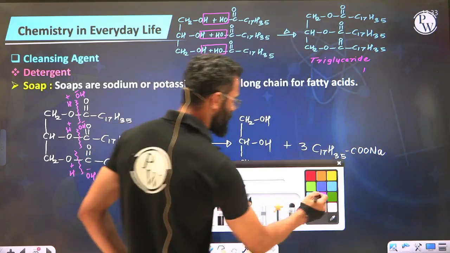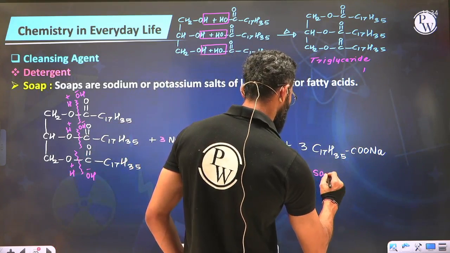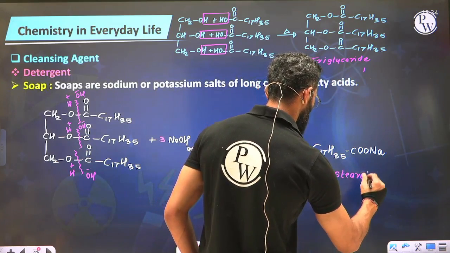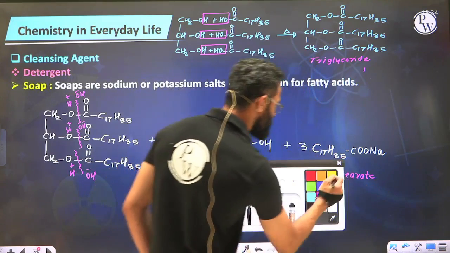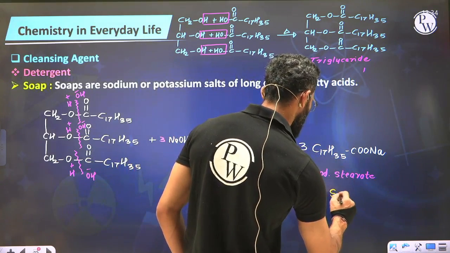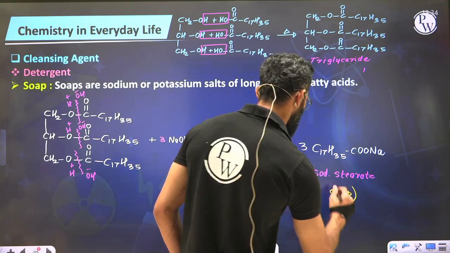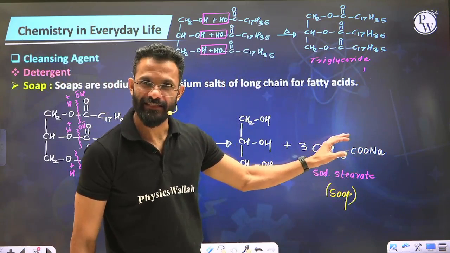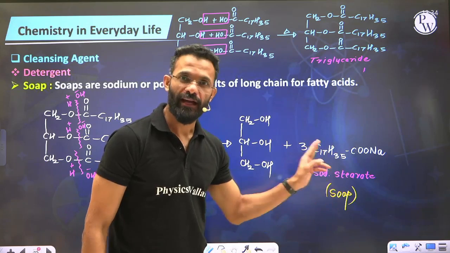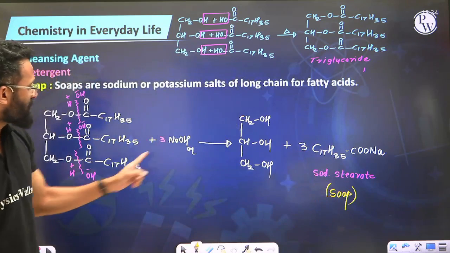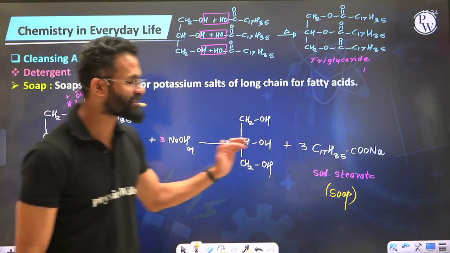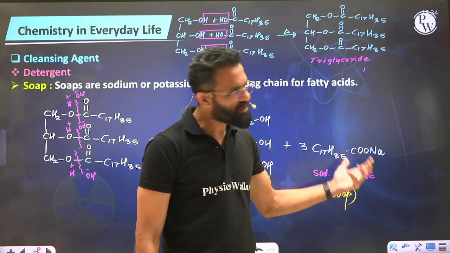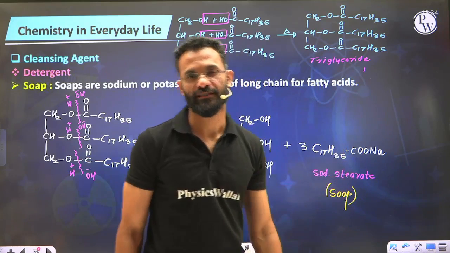Now this is what we are calling the sodium salt of stearic acid, meaning sodium stearate. And dear student, this sodium stearate is nothing but a soap. So a sodium salt of a long chain fatty acid is what we call soap, and the process of obtaining soap by the alkaline hydrolysis of fats is what you call saponification. So this process is known as saponification, and the sodium or potassium salt of a fatty acid is what you call soap.